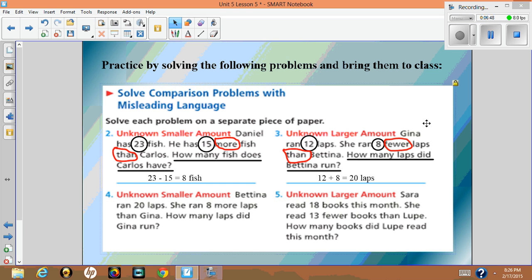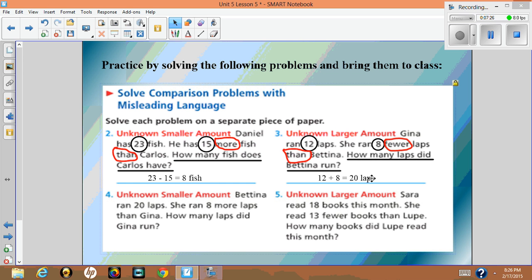Now let's look at where we don't know exactly how many our total is, but we're going to have to figure it out by using the information available. Gina ran 12 laps. She ran 8 fewer laps than Bettina. How many laps did Bettina run? So Bettina ran 8 laps more than Gina. Gina ran 12 laps. We are going to add 12 plus 8, which equals 20 laps.